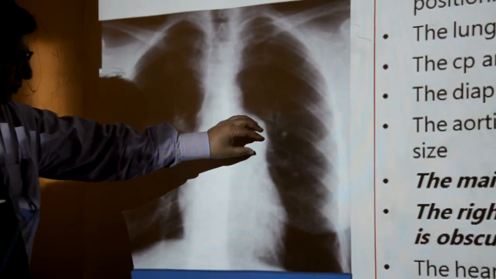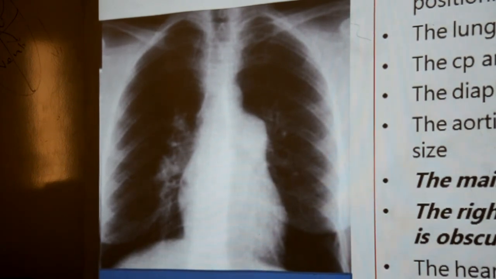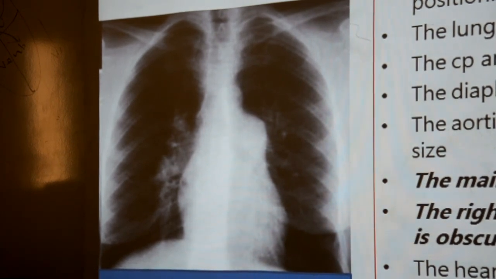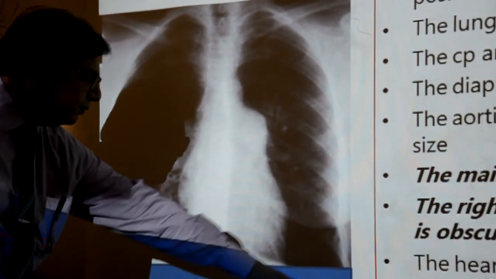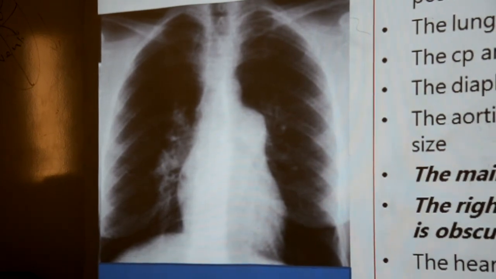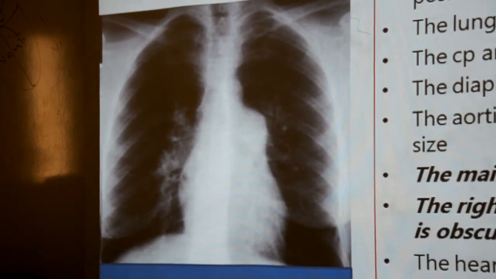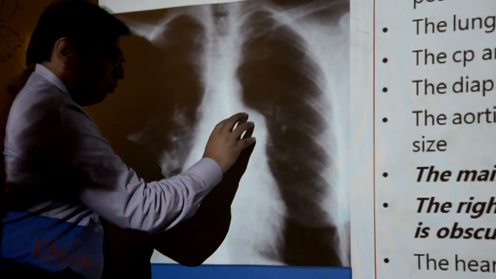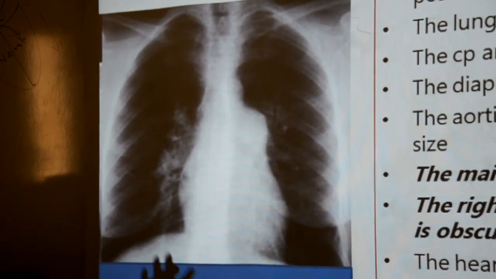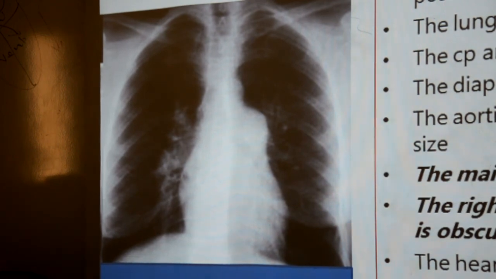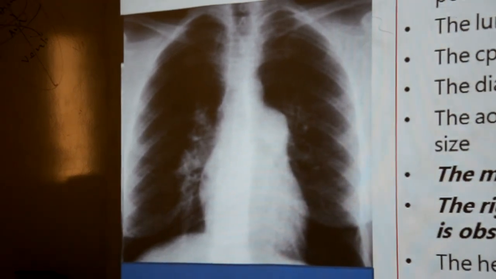The left hilar shadow is obscured. Here, I could not comment so much on the lungs. The heart shadow is in normal position and normal size. The borders are clear, the diaphragms are okay, the costophrenic angles are obscured by this. The bones are okay. For me, the main conclusion is this prominent main pulmonary artery and the hilar arteries. I feel there is pressure in the pulmonary artery system because of pulmonary artery hypertension. Clear? Yes. Okay.